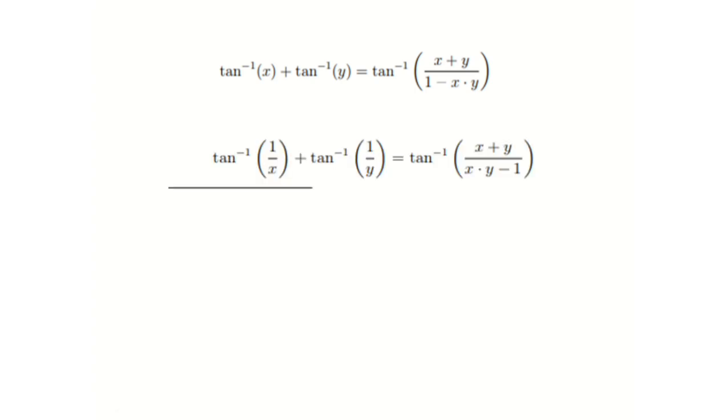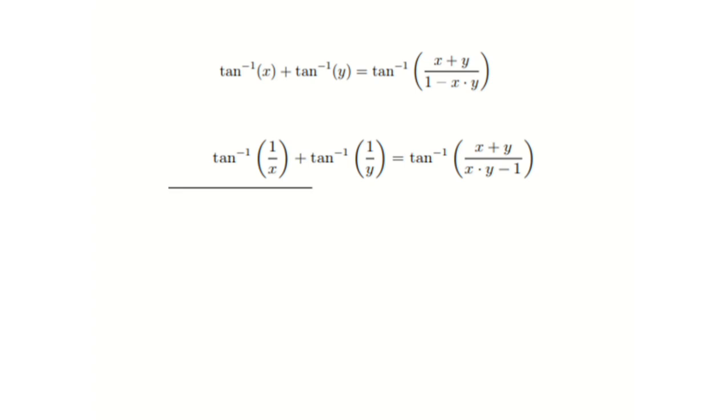And using this identity on tan inverse x and tan inverse y, we can see this result that tan inverse x plus tan inverse y is equal to tan inverse of (x plus y) upon (1 minus x times y). And if I replace x with 1 upon x and y with 1 upon y, I will get this equation.